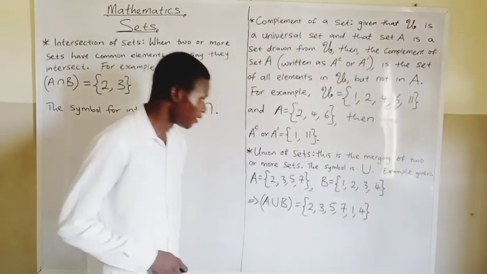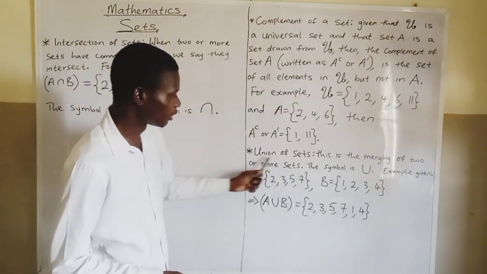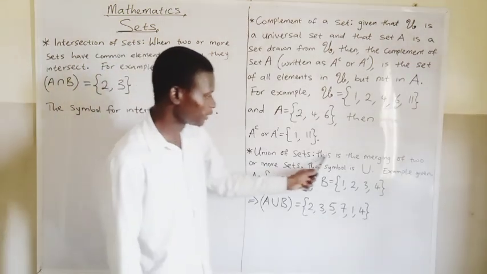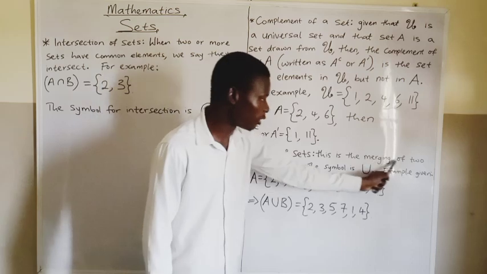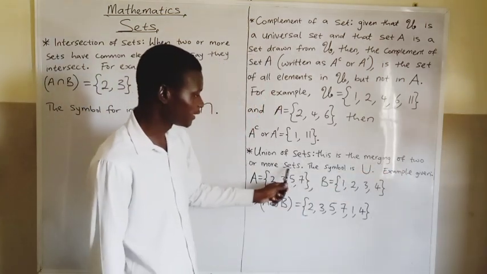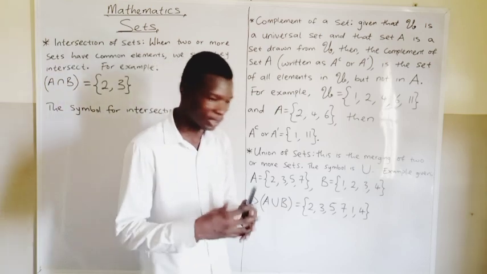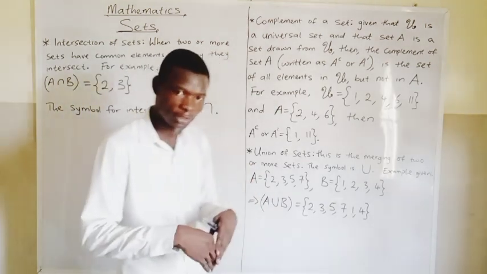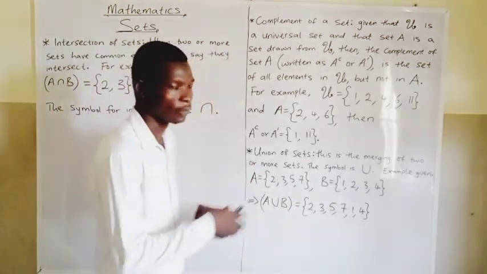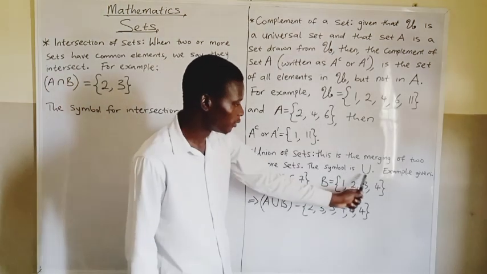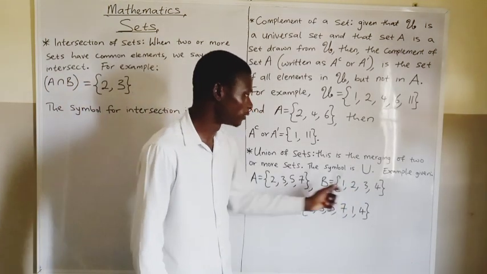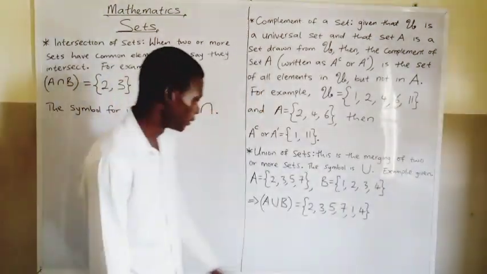Alright, so we move on to the next one, union of sets. This is the merging of two or more sets. When you merge two or more sets together, the set that is produced is the union of those sets. So this is the symbol for union of sets. An example is given below.